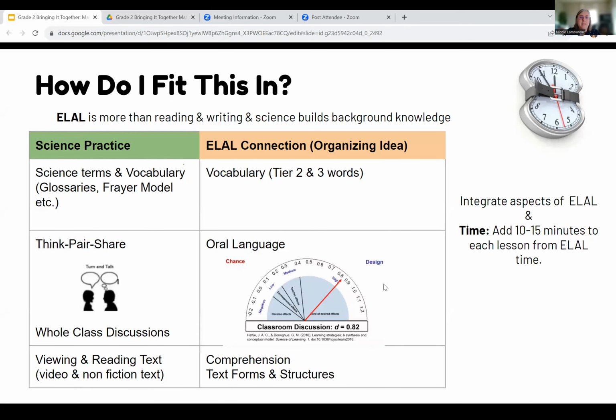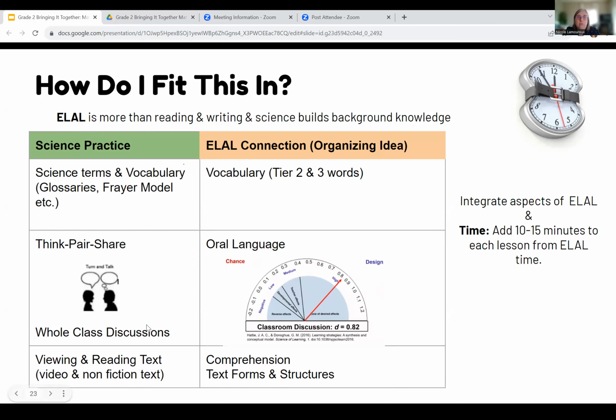Okay, so you might be thinking, oh, this is great. How do I fit this all in? I hear you. I've thought that myself. So that's where I'm a strong believer in integration. And if you look at the science practices, you can connect these to English language arts, language literacy now. For example, science terms and vocabulary. Well, there's a vocabulary organizing idea that explicitly talks about tier 2 and tier 3, which is academic words. Think, pair, share, and whole class discussion.